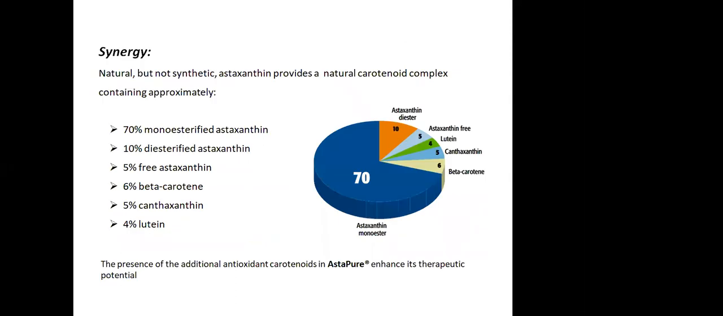So the next thing to think about is synergy. Okay, so again, with synthetic, you just have astaxanthin on its own, in its free form, it's not very stable, not very antioxidant. I'll talk about that again in a moment. But with our natural astaxanthin, and this is what we find in AstaPure, our astaxanthin is a complex of natural carotenoids. So with our astaxanthin, we have a small amount of other carotenoids as well. So we get a little bit of lutein, beta-carotene, things like that. But the majority of our astaxanthin actually is astaxanthin itself.